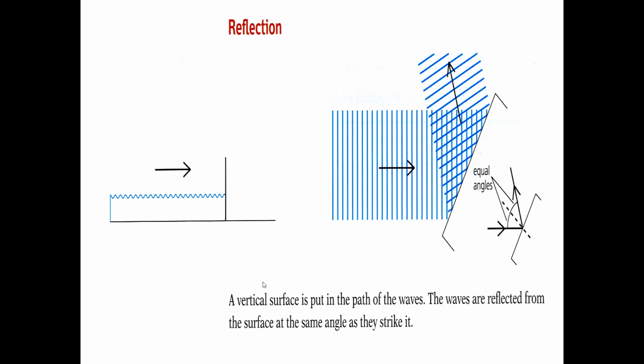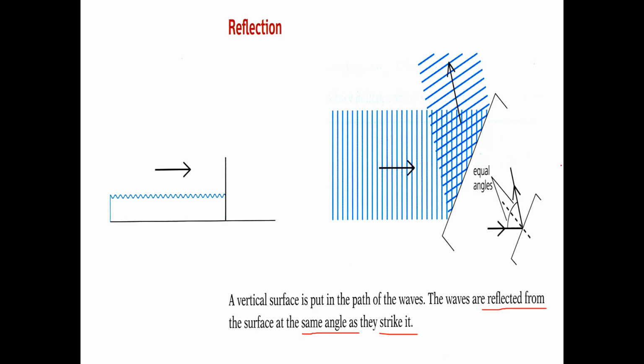Then some behaviors of waves. Firstly, reflection. As we know, these waves will reflect, but how will this reflection happen? We will explain here. Firstly, a vertical surface is put in the path of the waves. The waves are reflected from the surface at the same angle as they strike it.